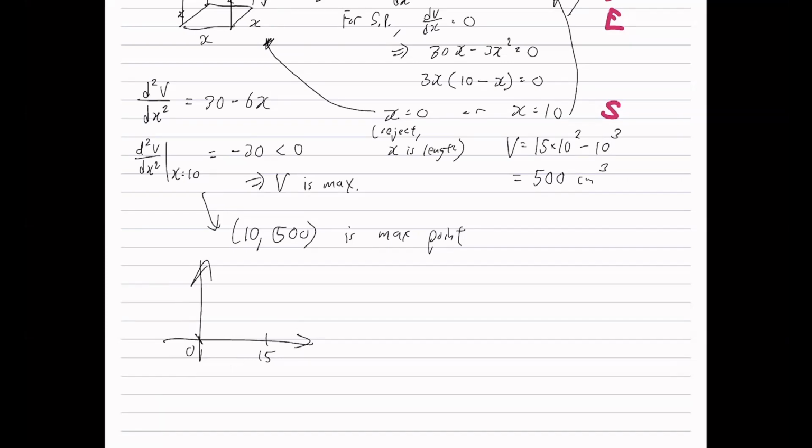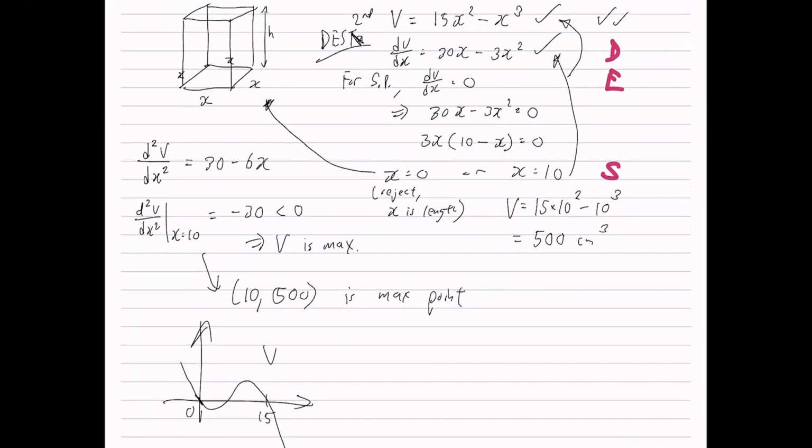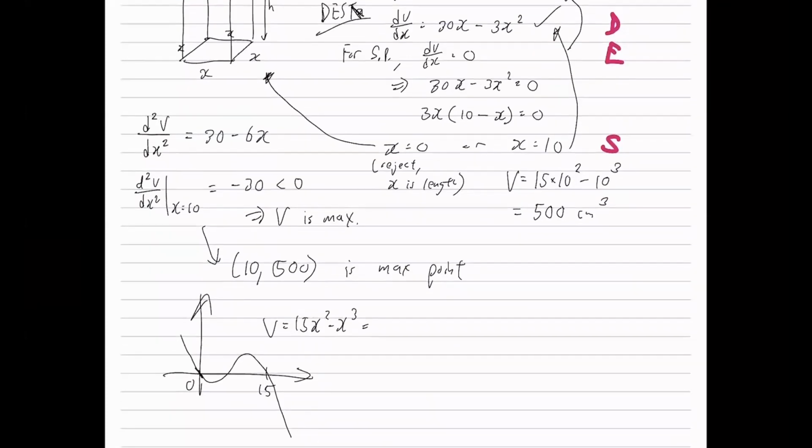Wait, how does the graph look? You need this shape. Okay, this is probably how the graph of the volume formula looks like. This is V equals 15x squared minus x cubed, which can be factorized as x squared times (15 minus x). Right? Oh, sorry, not y, V. Okay?